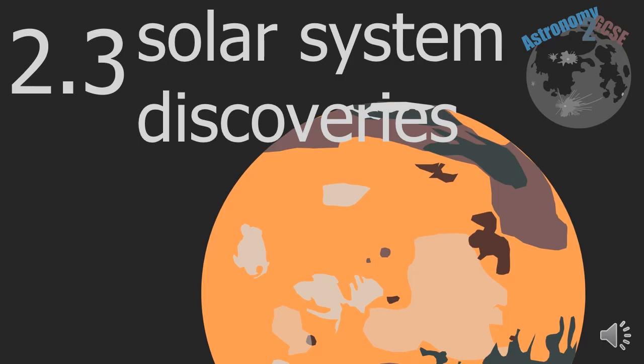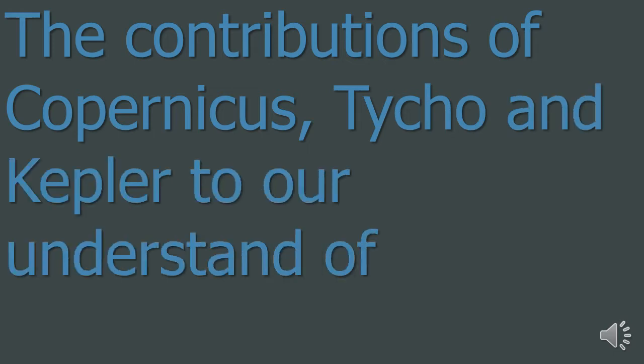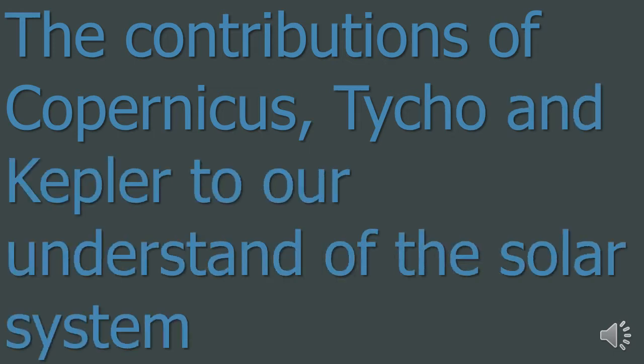Astronomy GCSE, Topic 2.3, Solar System Discoveries. So 1. The contributions of Copernicus, Tycho and Kepler to our understanding of the solar system.